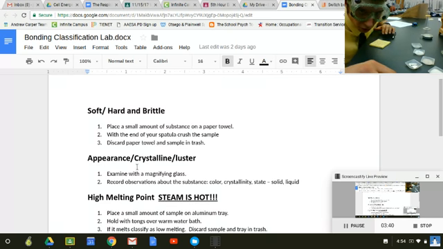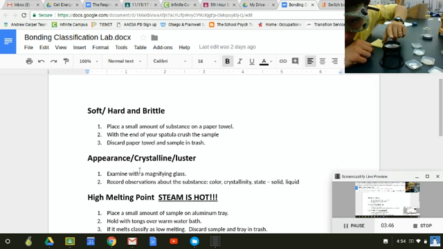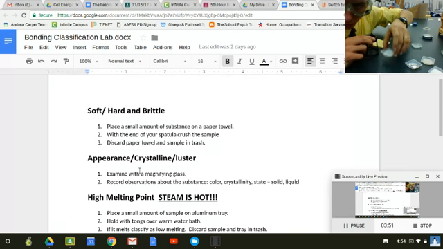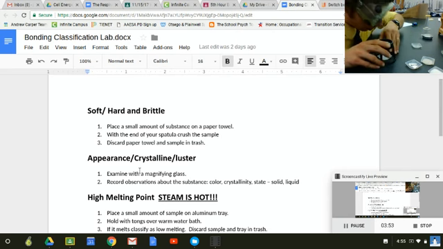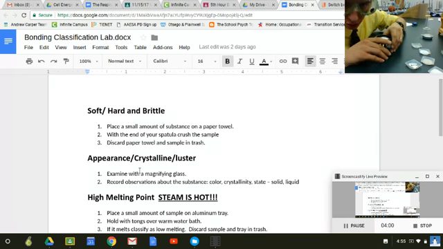For the second one, appearance, crystalline luster, this is pretty simple. You and your partners are sharing a watch glass. So all you have to probably do is take your thing, put your watch glass over it, and take a look. Does it appear to be shiny at all? And you're going to record your observations about the color, if it looks like a crystal, or if it's a solid or a liquid.